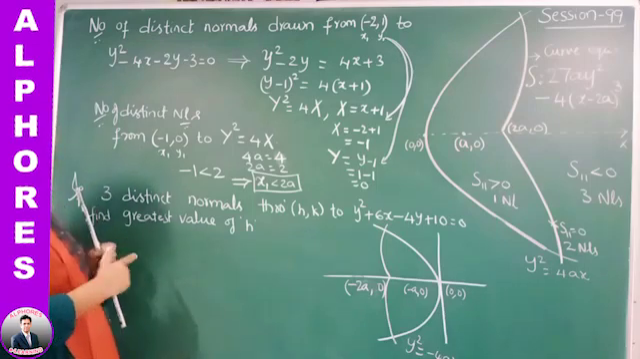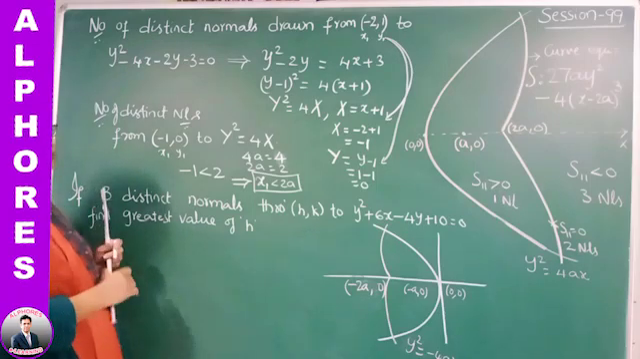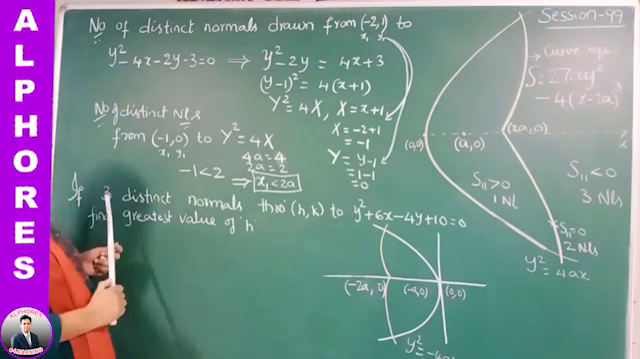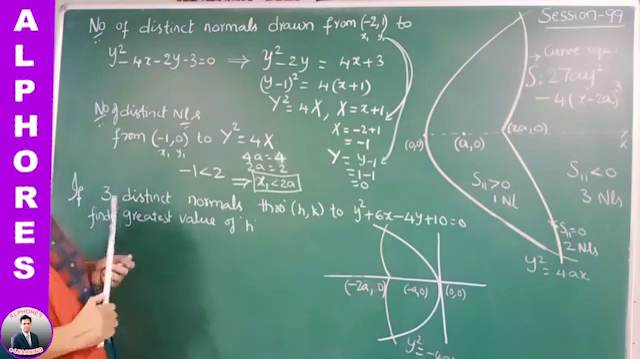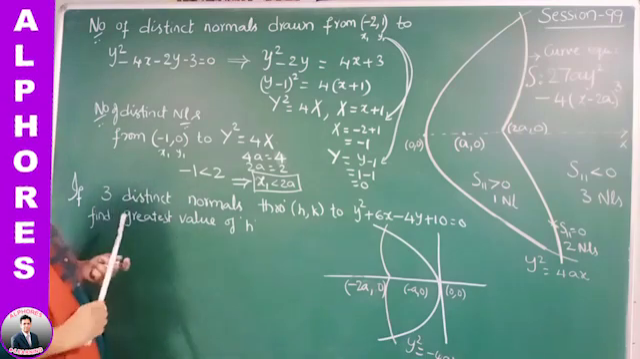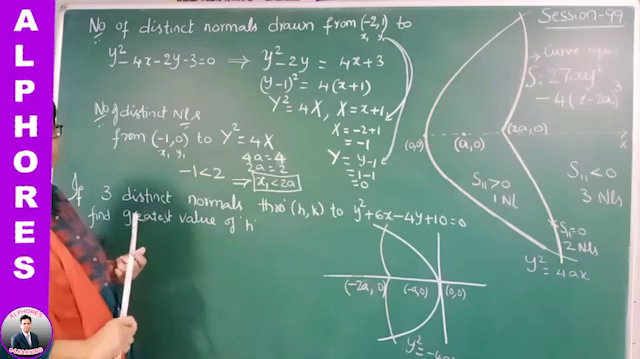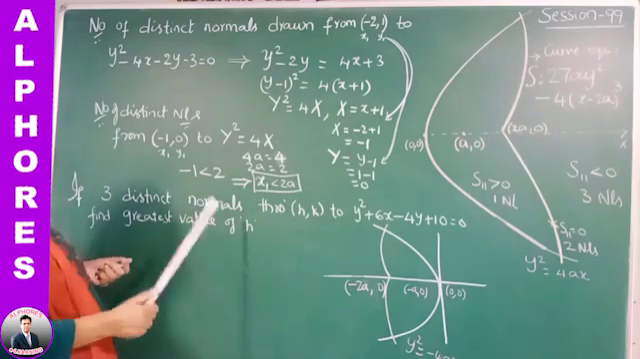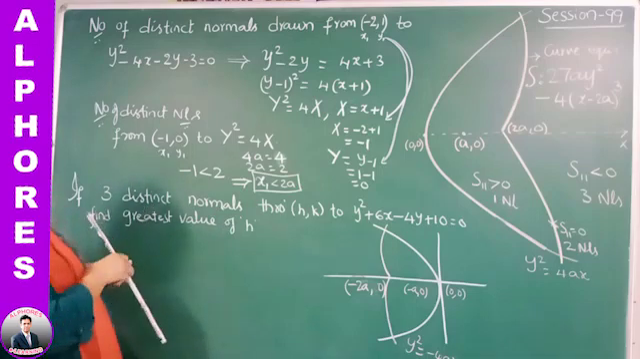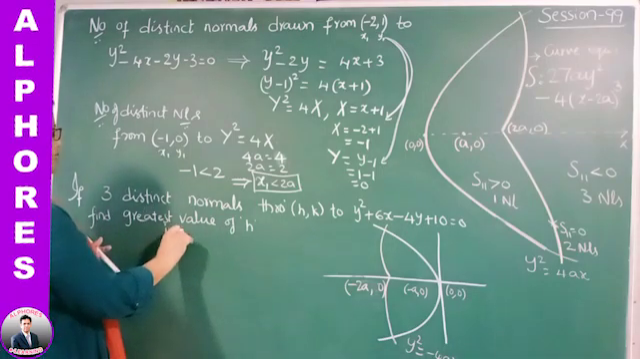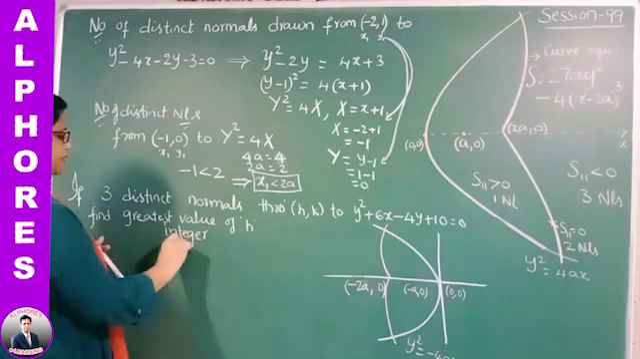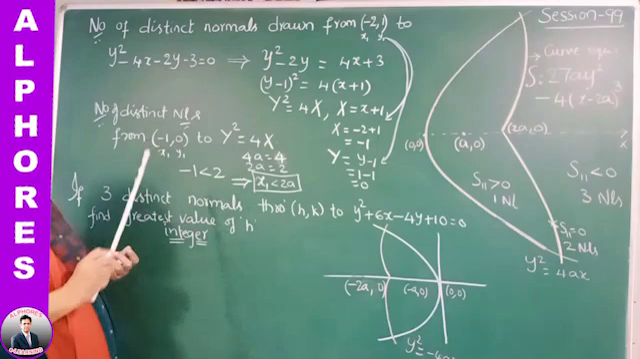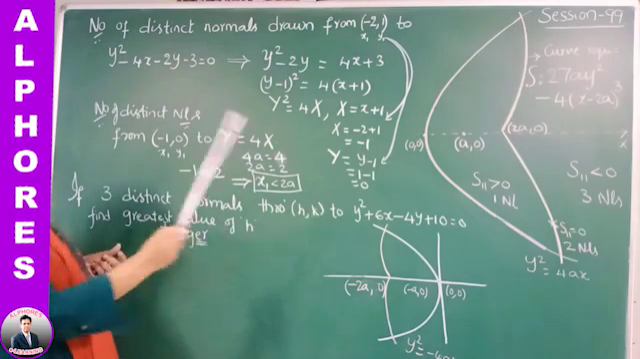Okay. Now what about this problem? Observe students, this problem also let us make use of the same thing, but here they are asking about already given number of normals, that is 3 distinct normals they are drawing from a point h comma k to this parabola. Then they are asking what is the greatest value of h, greatest value in the sense integer, okay, greatest integer value of h. So this is our question.